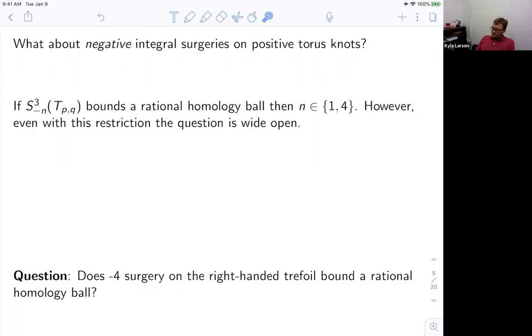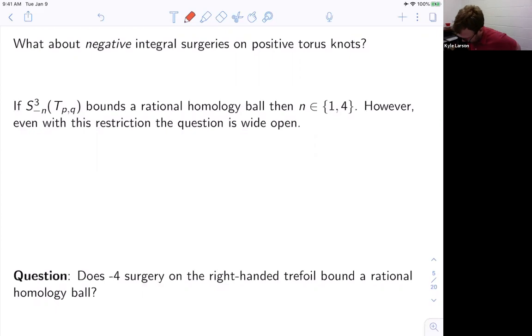And it turns out that we do know one thing. We know that if, say, we have minus N surgery on the torus knot T(P,Q), and it bounds a rational homology ball, then N has to be either 1 or 4. So we can exclude all other negative integral surgeries. And so you think, okay, we're making great progress, but it turns out that in fact not. Even with this restriction, the question is wide open.